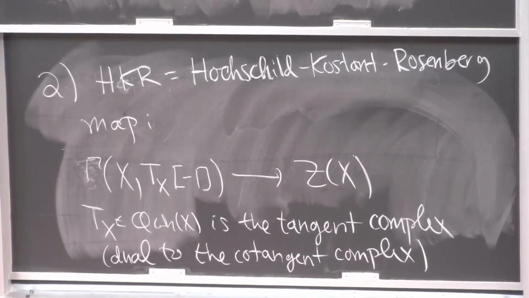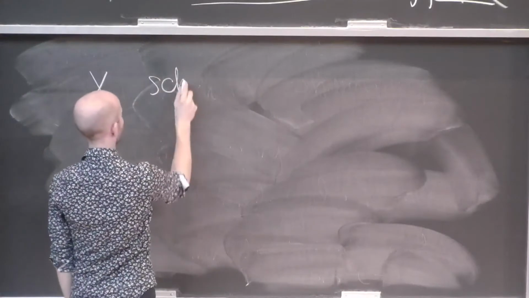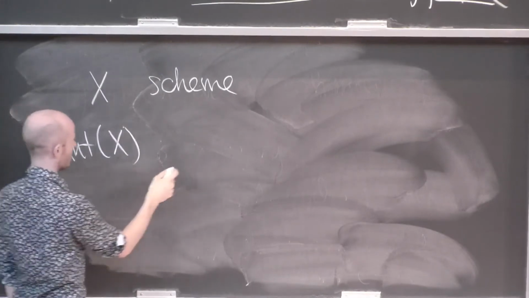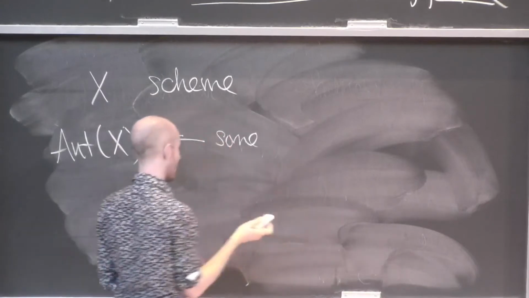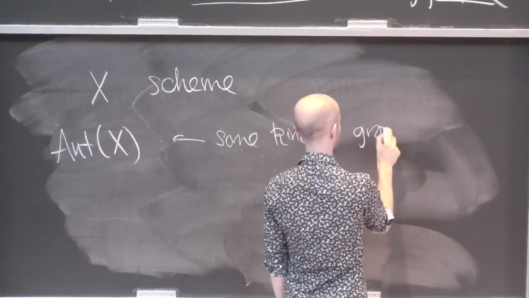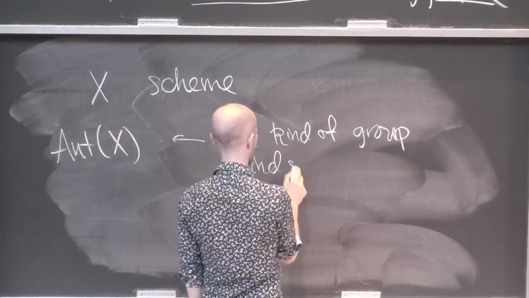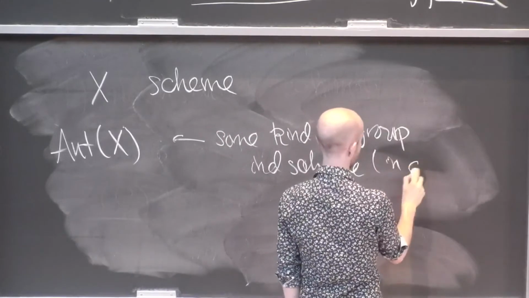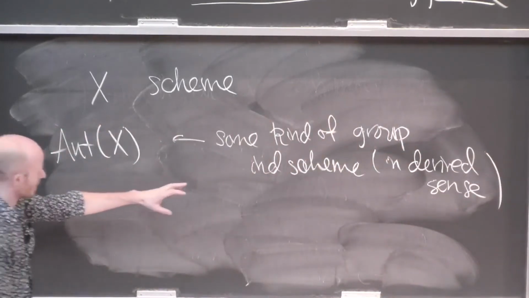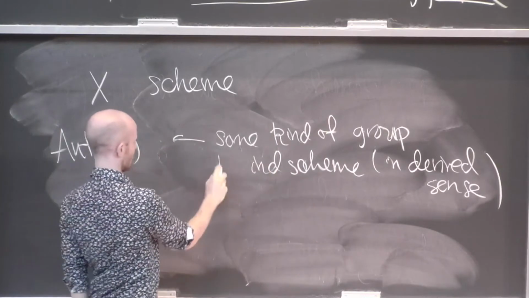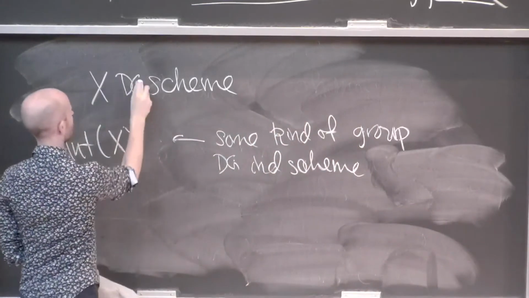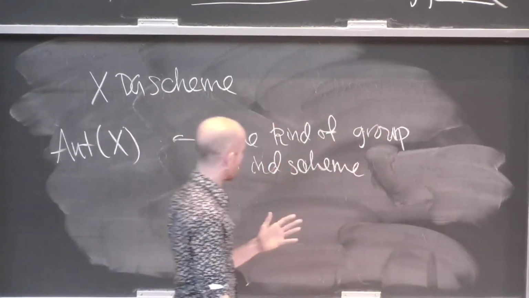So what I want to do is take my scheme X. X is my really nice scheme. And I'm going to form automorphisms of X. I don't want to be super precise about how I'm thinking about this, but this is some kind of group ind scheme, and this is in the derived sense. By scheme, I mean DG scheme, and X is a DG scheme, although this construction is already interesting if X is smooth or something like that.